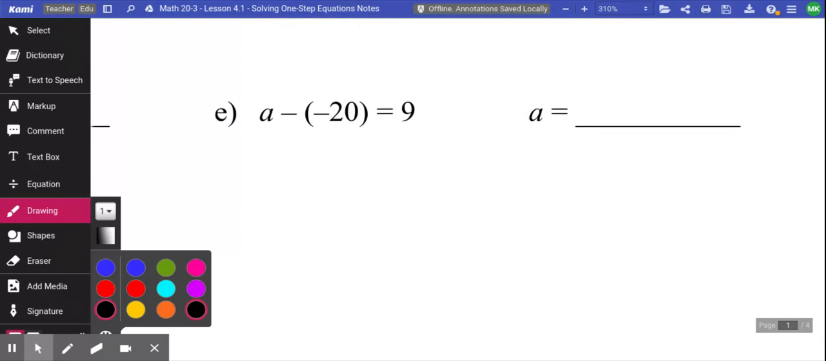E. Okay, we have that double symbol thing going again, right? We have a minus and a minus. 2 negatives become positive. So this is actually a plus 20 equals 9.